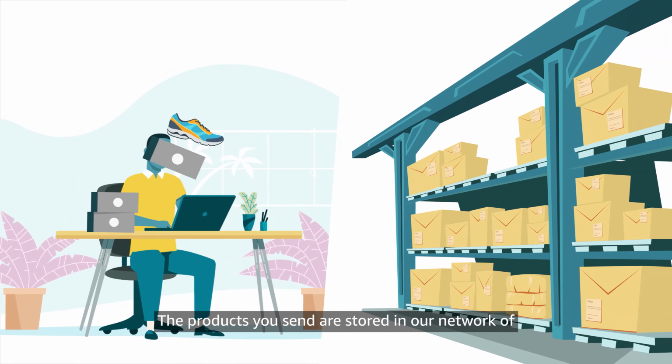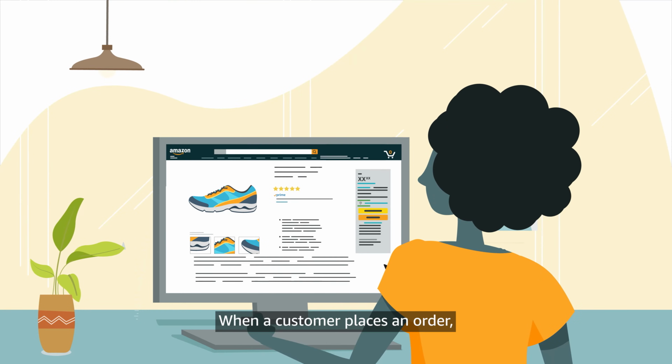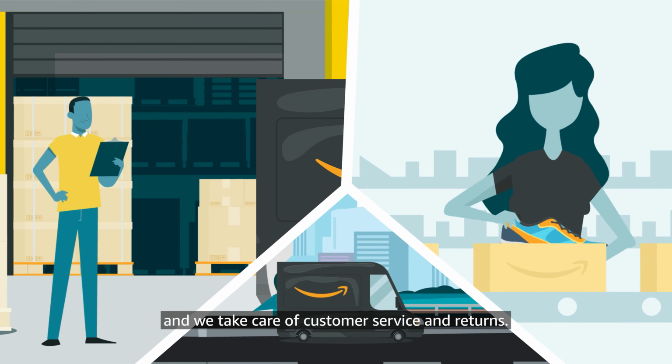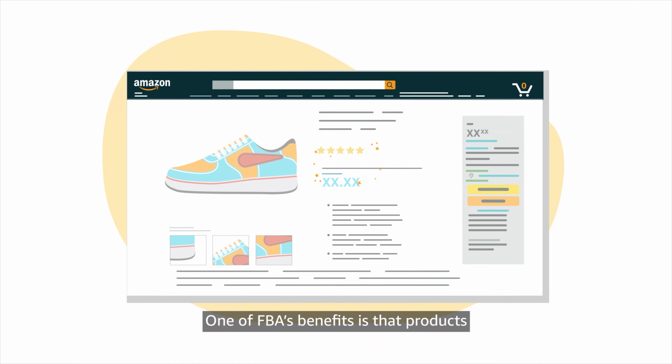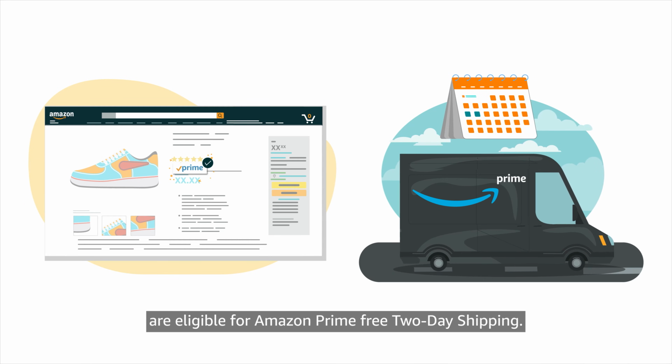The products you send are stored in our network of fulfillment centers. When a customer places an order, we pick, pack, and ship it, and we take care of customer service and returns. One of FBA's benefits is that products are eligible for Amazon Prime free 2-day shipping.